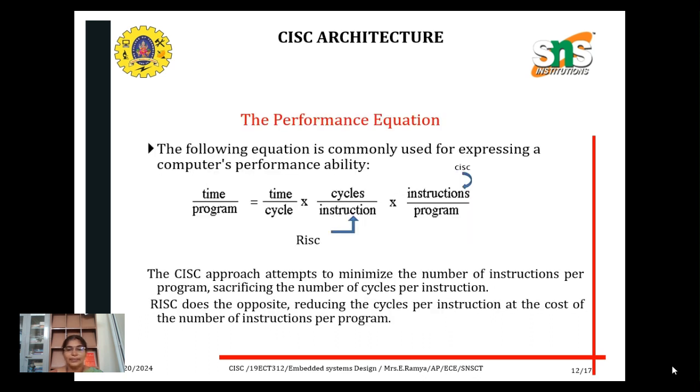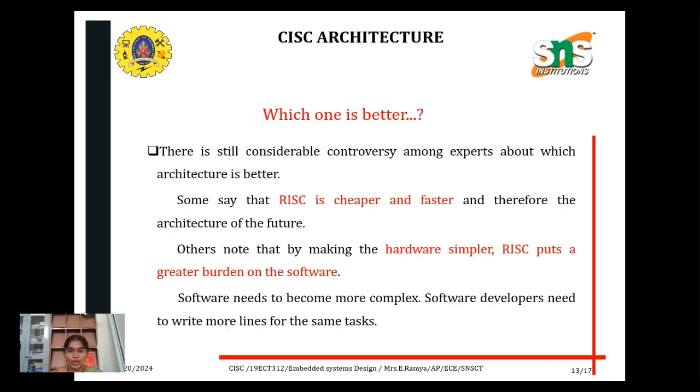Here we can discuss the performance equation: time divided by program, time divided by cycle, cycles per instruction. The CISC approach attempts to minimize the number of instructions per program, sacrificing the number of cycles per instruction. RISC does the opposite, reducing the cycles per instruction at the cost of the number of instructions per program. So I hope you understand the difference between CISC and RISC architecture.